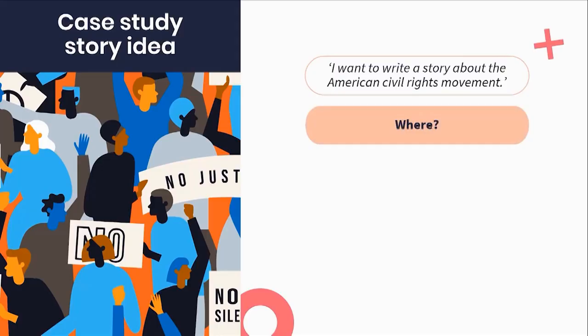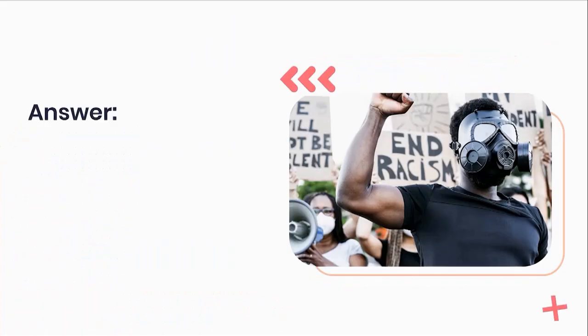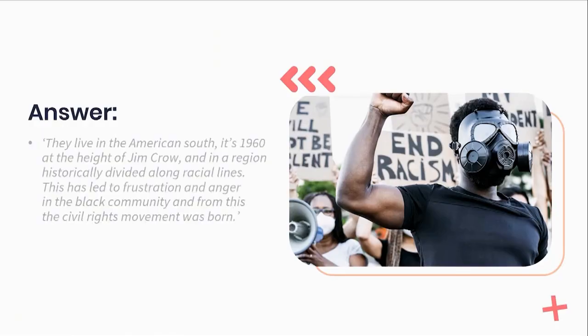So, first you'll start by asking, where? Where did this all happen? When did this all happen becomes incredibly important in this case, as we know. What was it that happened? And how did it happen? So, your very summarized answer, and a very entry-level answer to this question, may end up looking something like this.